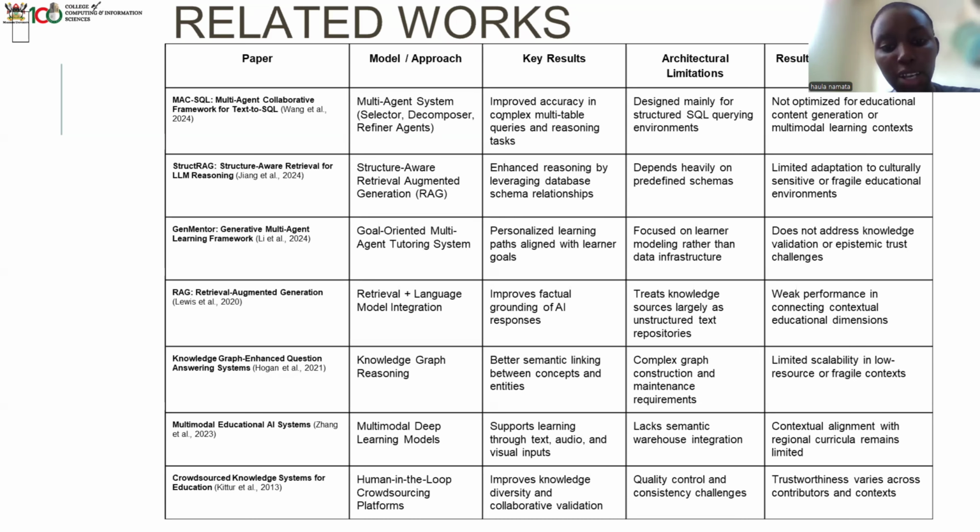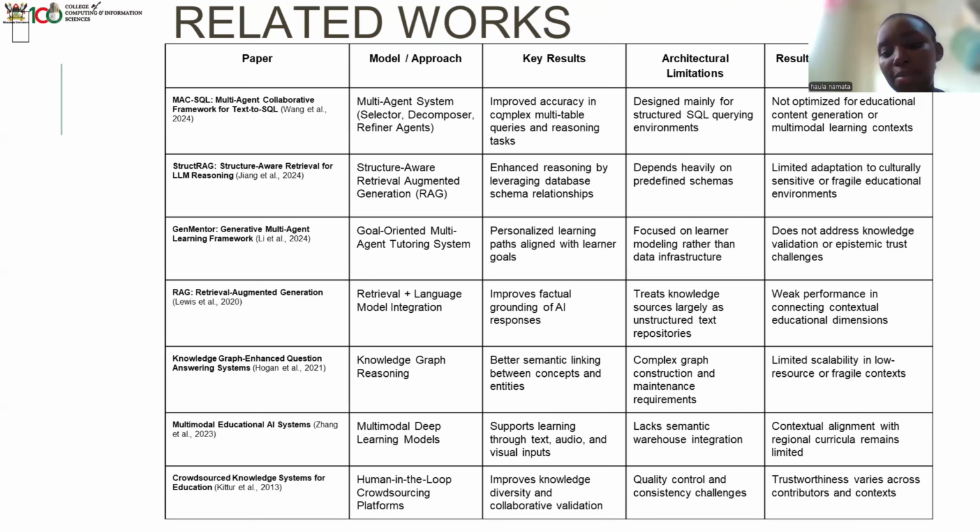And then we looked at the structure-aware retrieval work. It improved reasoning, but depended heavily on predefined schemas that lacked adaptation for fragile educational contexts. And then Gen-Mentor, which focused on personalized tutoring agents, but did not address the semantic infrastructure or knowledge validation. And then we looked at traditional RAG systems. There was improved factual grounding, but they treated knowledge largely as unstructured text, and this lacked contextual educational alignment.